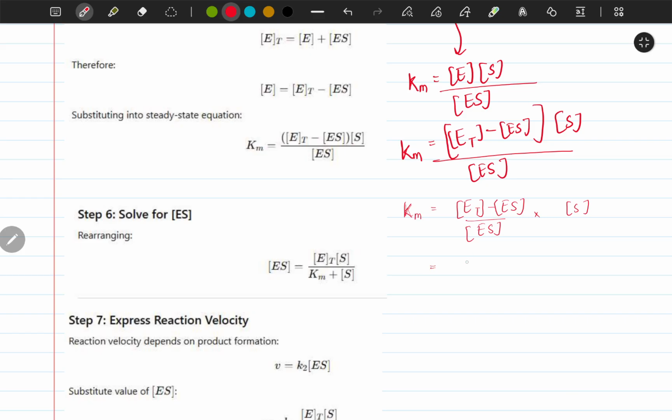Okay, next step is ET minus ES, still whole multiplied by this, or I can just say Km upon substrate. Why take so much pressure? Okay, so this is cancelled out, and now we have ET minus 1.